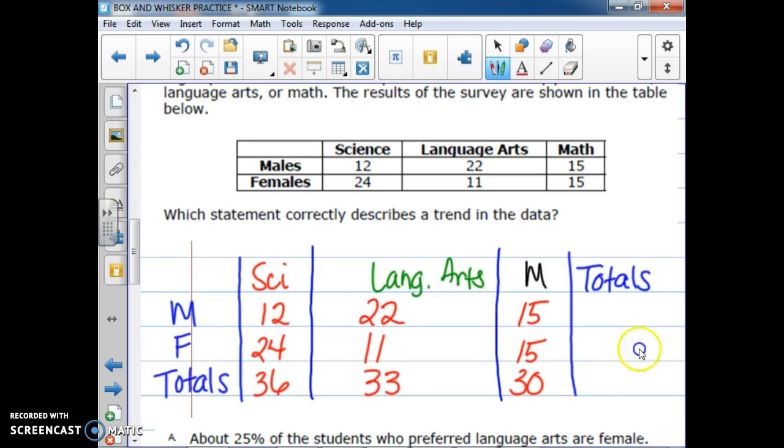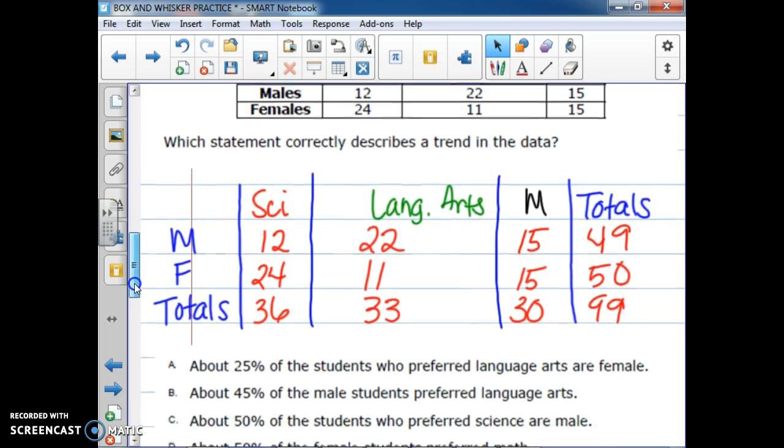Now the final column, the totals, those are going straight across. So 12 plus 22 plus 15 gives me 49. That means there are 49 males that were surveyed. And 24 plus 11 plus 15 is 50, so there were 50 females surveyed. And then all together, I add them all up. 49 plus 50 is 99. And if I add going across the bottom, that also gives me 99. So there were 99 total students that were surveyed.